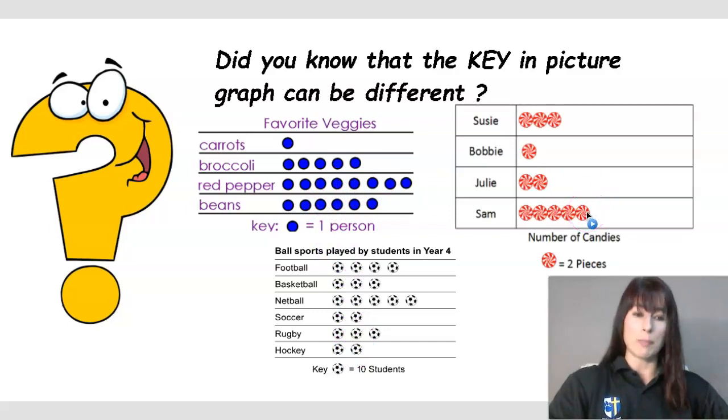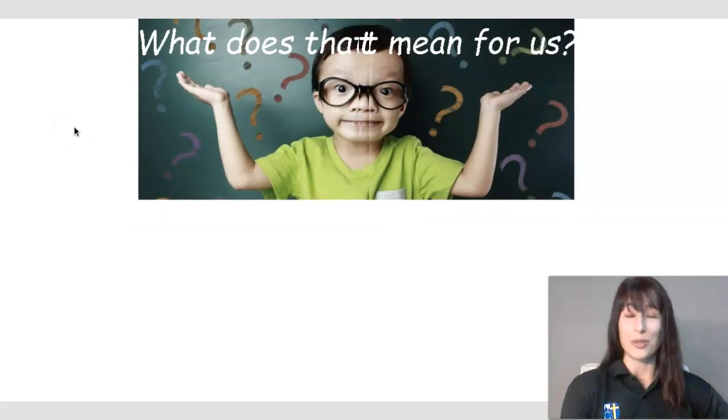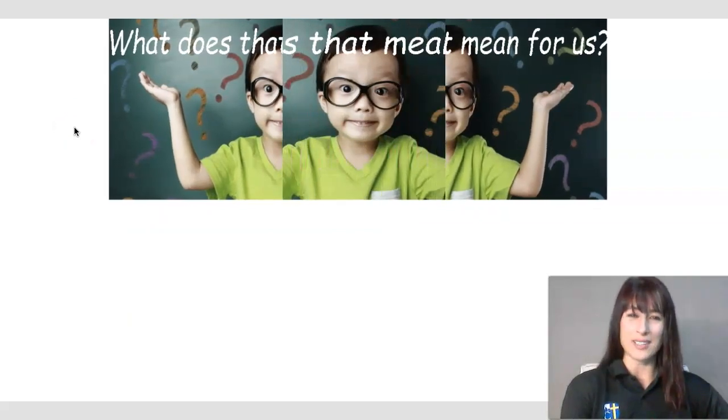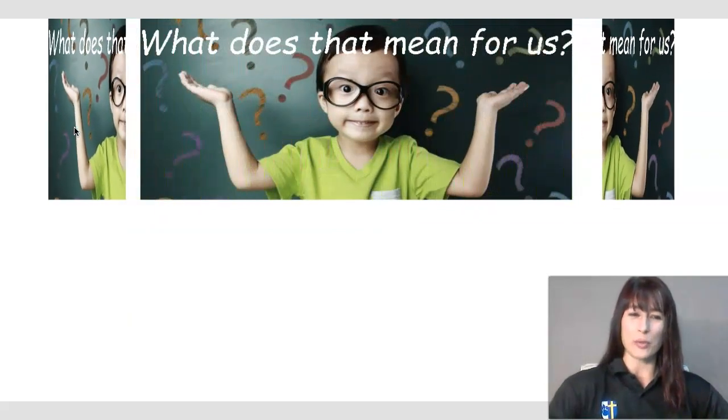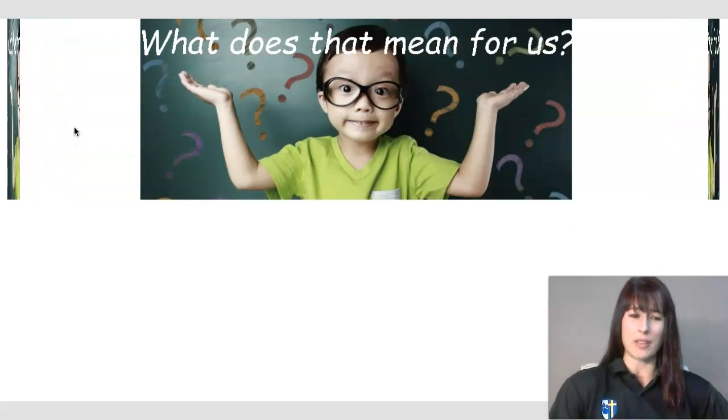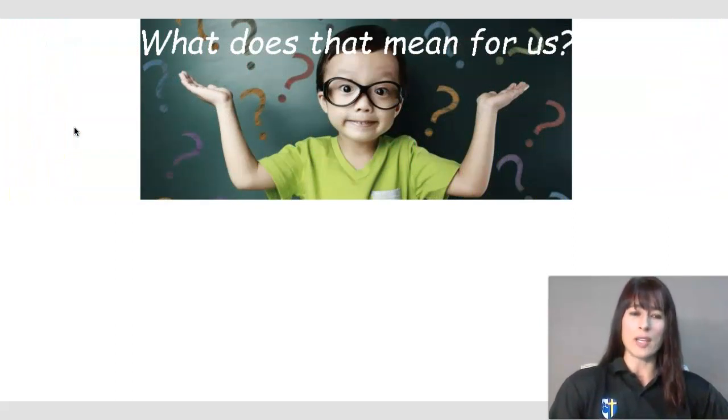Okay, so it depends. It really depends on what information we are collecting, and we have to look at the key because that changes the whole reading of our picture graph. I know you might be asking now, what does that mean for us? Why is it so important? What's the big deal about these keys? Why do I really have to worry about the key?